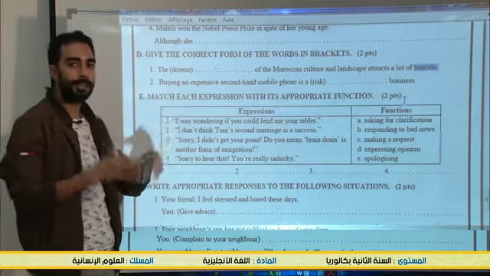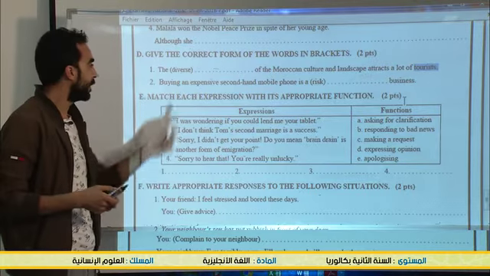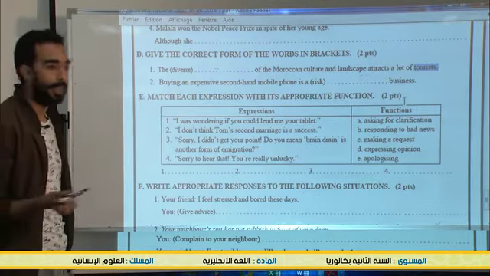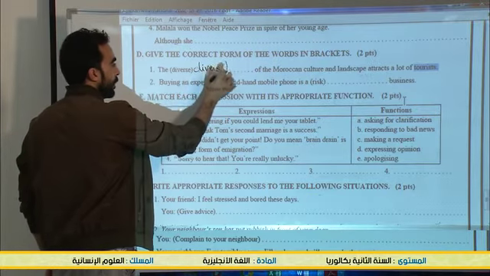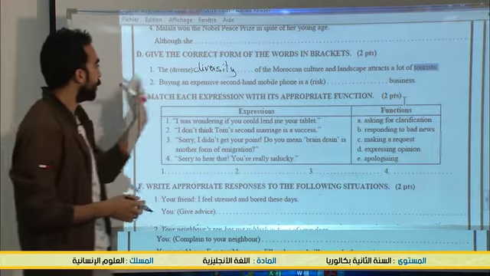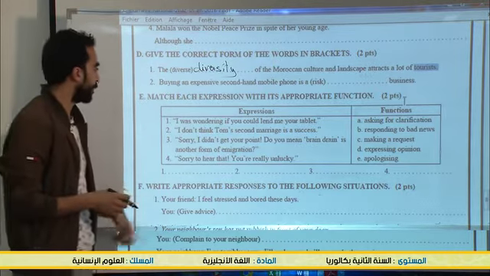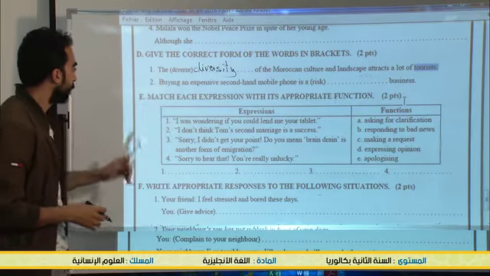Of course, you may be thinking about it. So it is what? It is diversity. Diversity is the noun of diverse. Okay, so the diversity of the Moroccan culture and landscape attracts a lot of tourists. So we change the adjective into a noun.